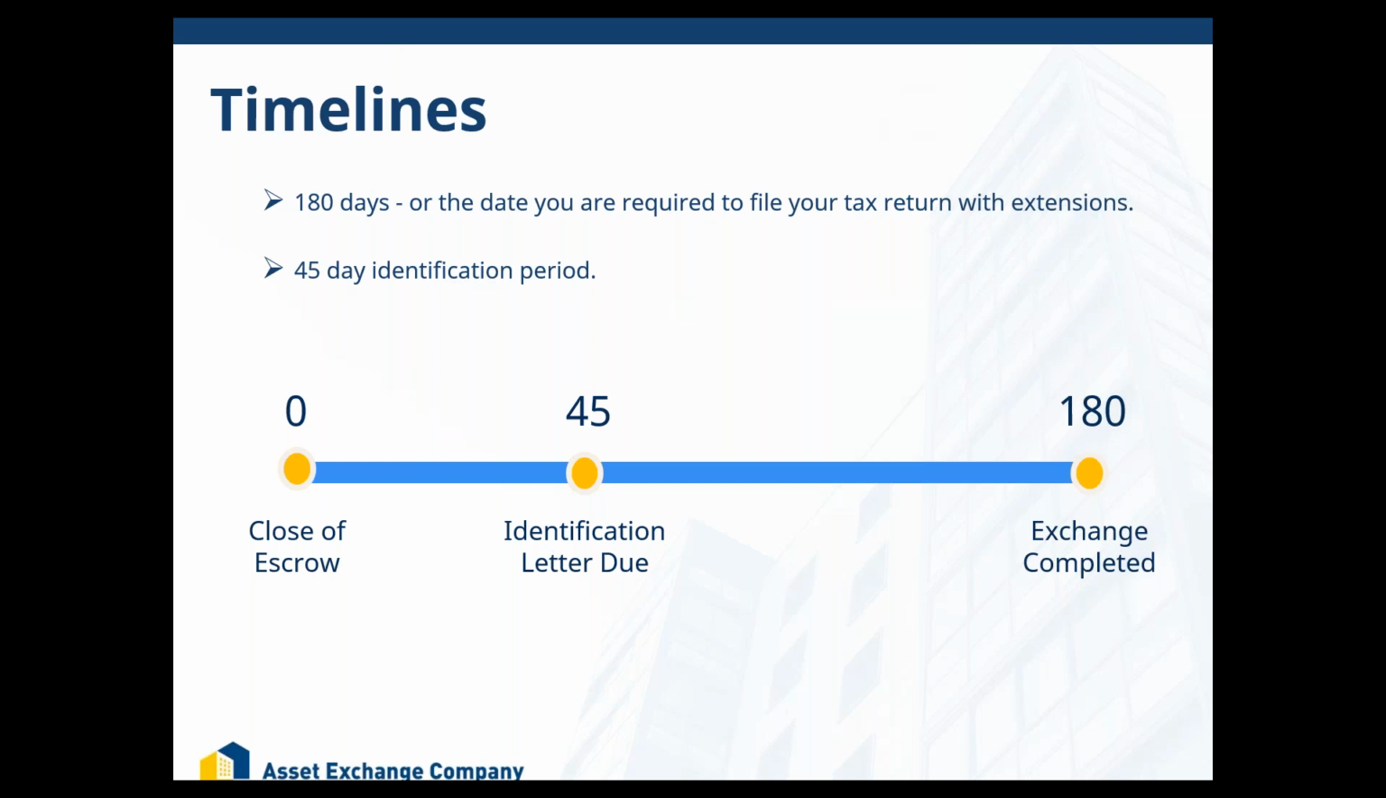Now, there's actually some timelines with a 1031 exchange that everybody needs to be aware of. From when you close on your relinquished property, from the closing date of the property that you're selling, from that date forward, you're going to have 180 calendar days to purchase any replacement property or properties. And it's calendar days.